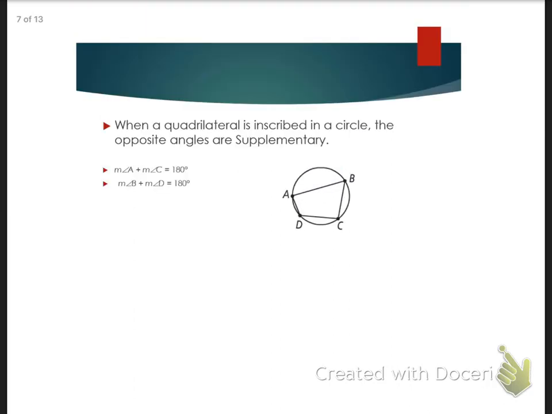Okay, anytime you have a four-sided figure in a circle, the opposite angles are supplementary. So anytime you see a four-sided figure anywhere, these angles will equal 180, and these angles will equal 180. Just like our normal quadrilaterals, opposite angles are supplementary.